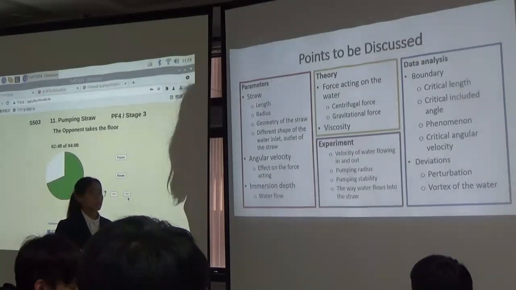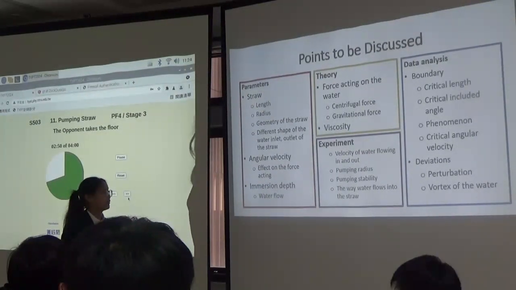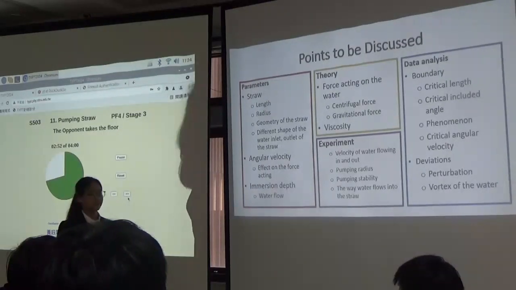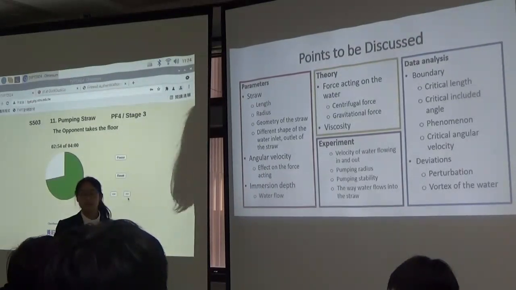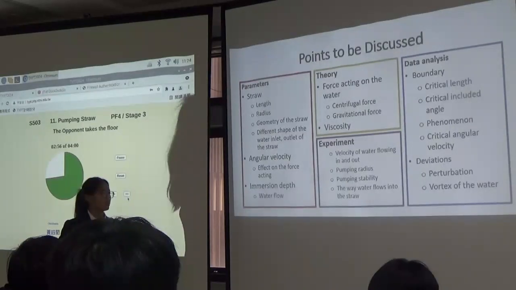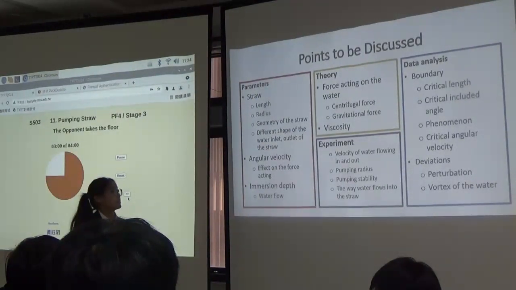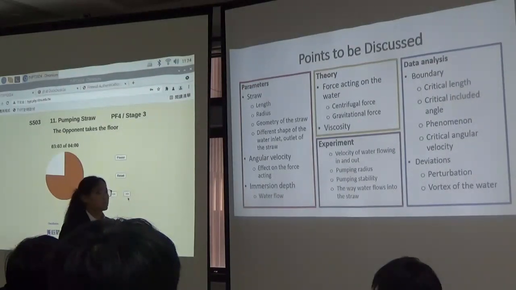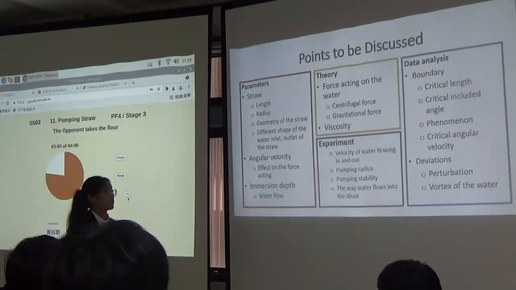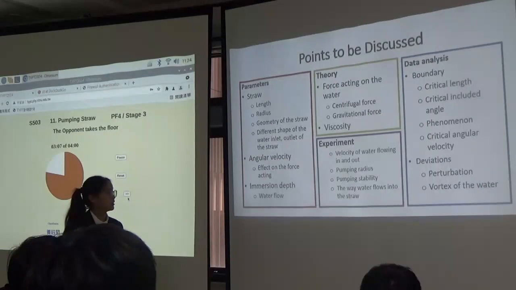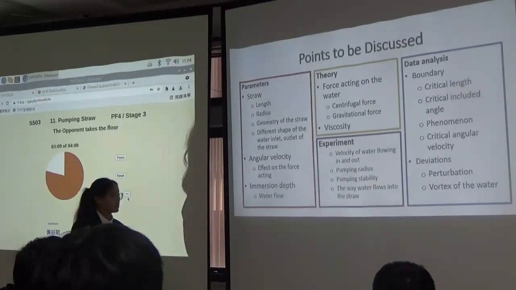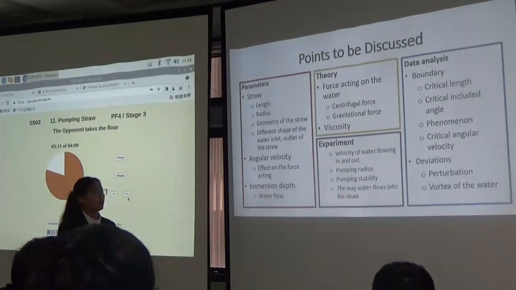And also we will discuss the angular velocity to see how it affects the force acting on this phenomenon. And then we discuss the immersion depth, which may affect the water flow. And then in the theory part, we will discuss the force acting on the water to see how the centrifugal force and the gravitational force affect the phenomenon. And then we will discuss the viscosity of the water, and how it will affect the theory and the phenomenon.